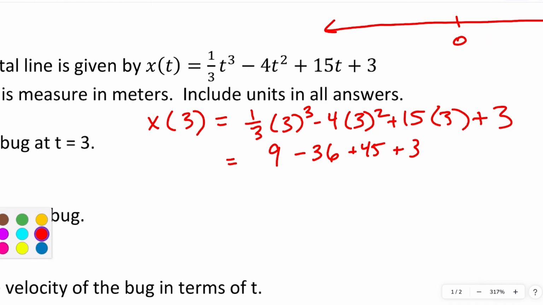Okay, so we've got 9 minus 36. Well, 36 minus 9 is 27, so we'll call that negative 27. Plus 3, I'm going to start with the plus 3 after that. So negative 27 plus 3 would be negative 24. So I do a little scratch work here, negative 24 and 45. It's going to be 21.